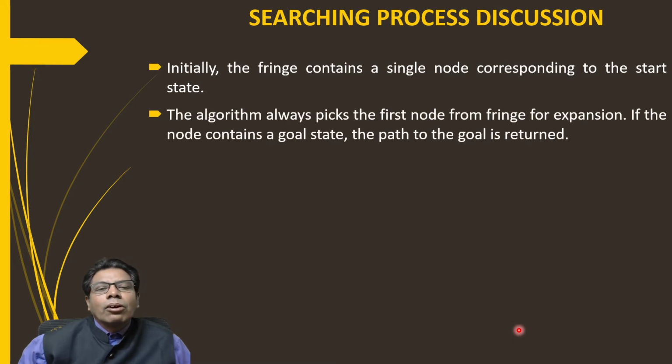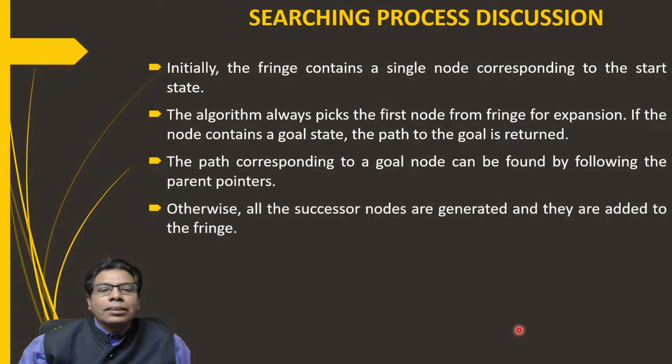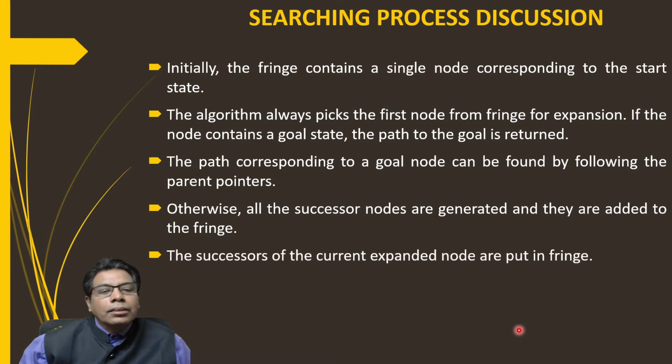Then the algorithm always picks the first node from the fringe for expansion. If the node contains a goal state, the path to the goal is returned, and the search will be over here. The path corresponding to a goal node can be found by following parent pointers. Otherwise, all the successor nodes are generated and added to the fringe. One by one, we generate the successor nodes and add them to the fringe. The successors of the current expanded node are put in the fringe.